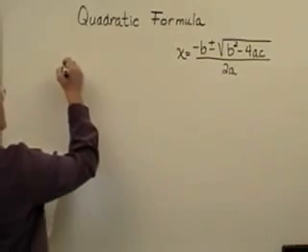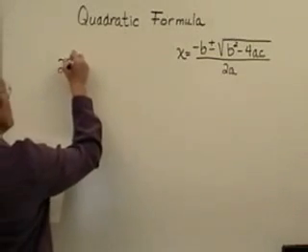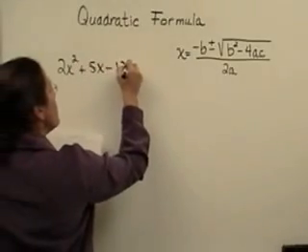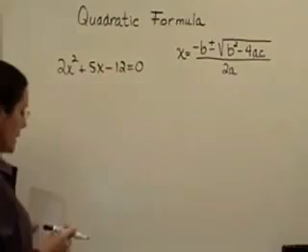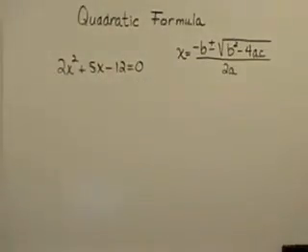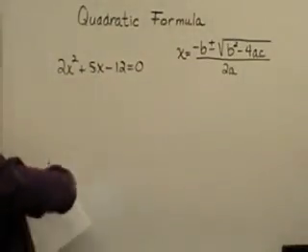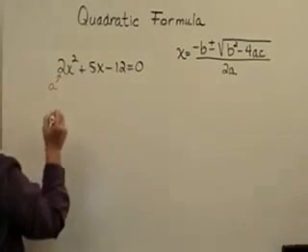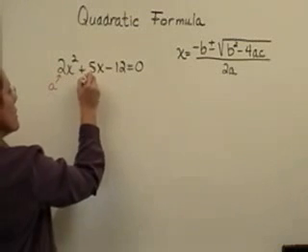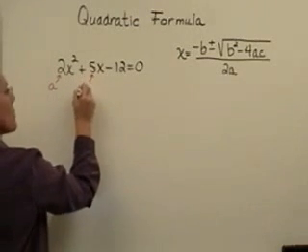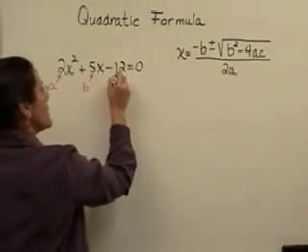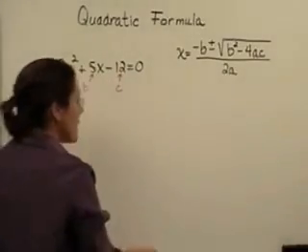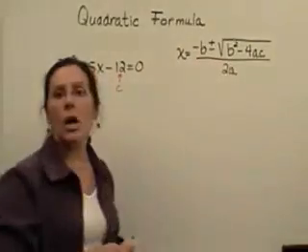Here's a problem that I'd like to look at. 2x squared plus 5x minus 12 equals 0. And what I need you to understand is that this value right here represents the letter a, the 2 that's in front of the x squared. The value that's in front of the x represents the letter b. And the constant, when the equation is in standard form, represents the letter c in this formula called the quadratic formula.